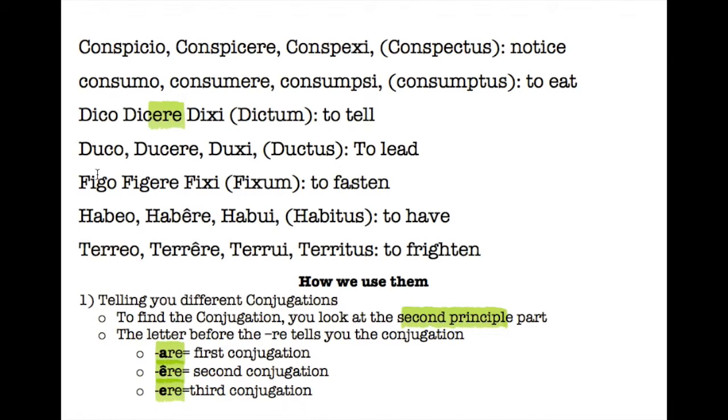Okay? And then look at habeo, habere, habui. We're looking at this one. I see that that one has a long ERE, and so it's second conjugation.